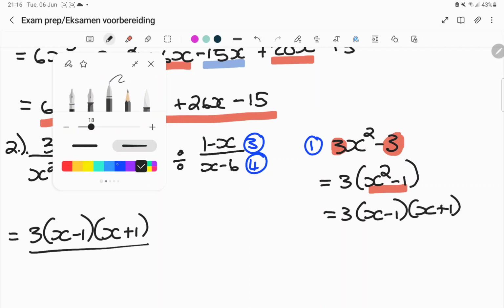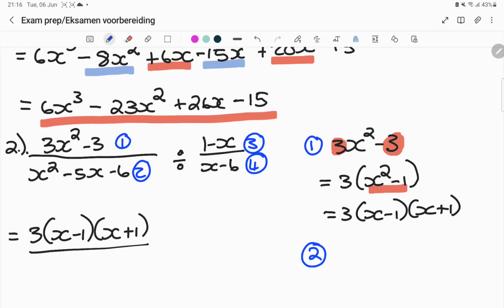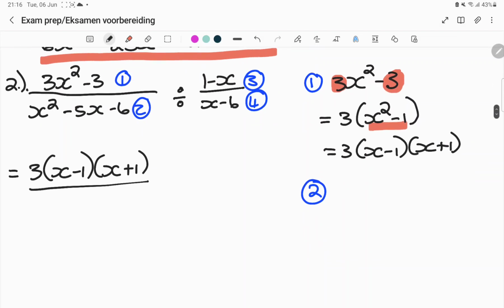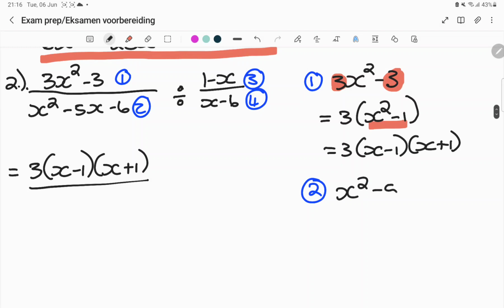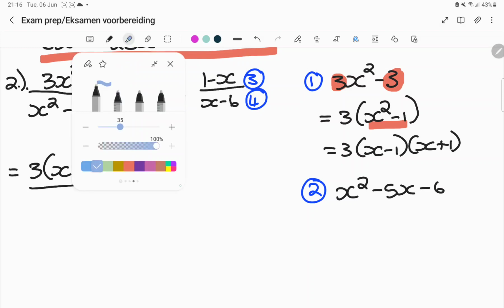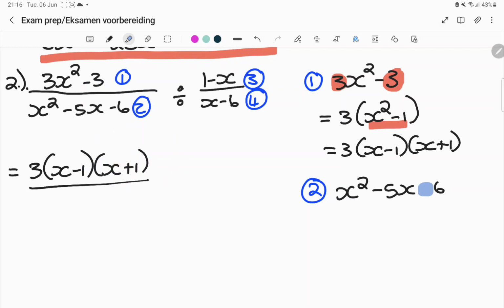Alright, now let's have a look at number 2. So part number 2 is x squared minus 5x minus 6. So I can immediately see that this is a 3-term or trinomial. So I'm first going to look at my sign in front of my number. So that is a negative, meaning that one bracket has to be positive, one bracket has to be negative. Now the factors of x squared will only be 1 times 1, and then the factors of 6 is 1 times 6 or 2 times 3.